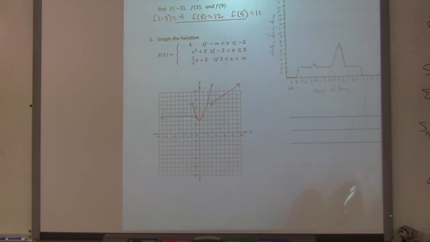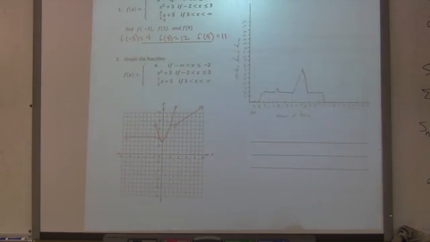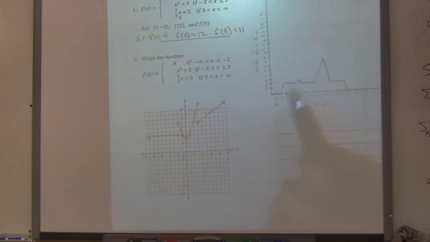Number 3 is on the back of this, so we're going to skip over to 4. 4 says, describe a situation that could be reflected in the graph. Now I know this is hard to see on here, but you should be able to read it on your papers. This is the miles from home, and this is the time of day. And so you can see here, from 6 in the morning till 8 in the morning, we're at home.